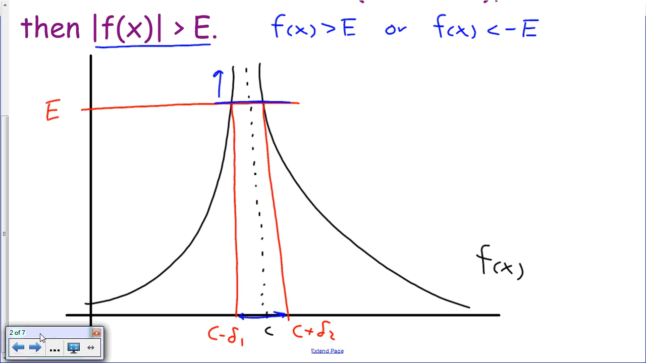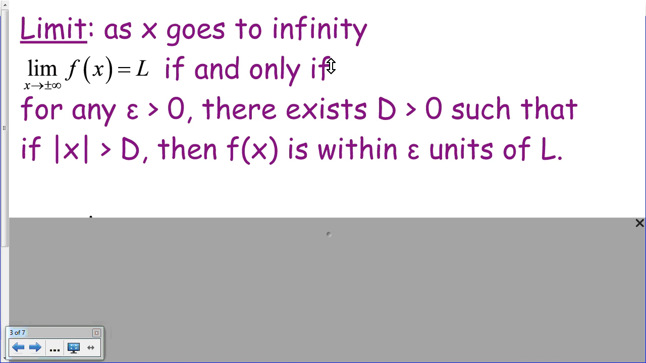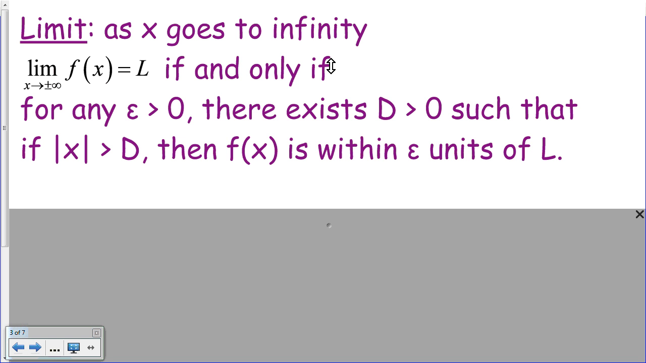Let's take a look at the second definition. This one has a limit as x goes to infinity. So in this case, we have the limit as x goes to either plus or minus infinity. Again, we're going to handle both of them here in this definition. Limit as x goes to plus or minus infinity of f of x equals L. Our limit is L, if and only if the following is true.